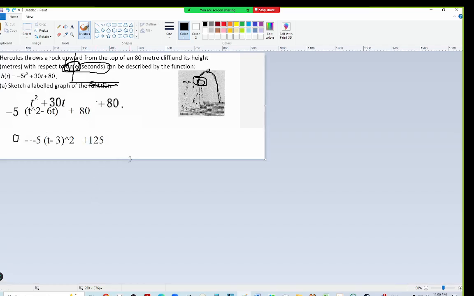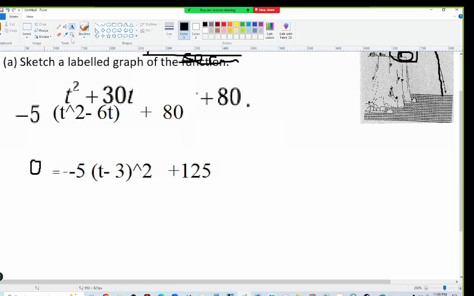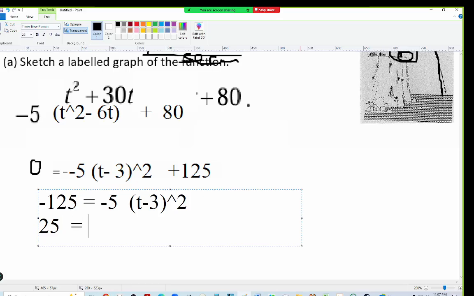So, what you want to do is minus 125 from both sides. Divide by -5. Right. So we get 25.